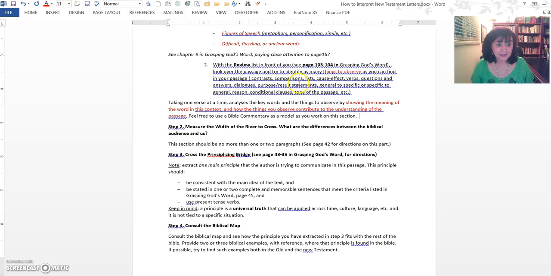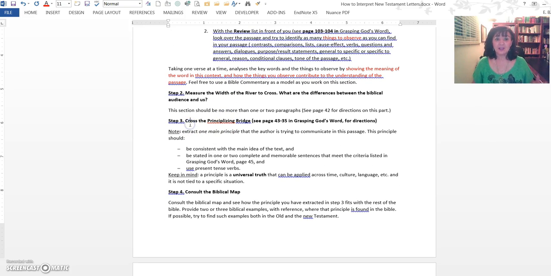After you've done this, you can go to step 2, where you measure the width of the river. And that means that this is just going to be a paragraph. Just look at the difference between them, their town, and our town. And then you move to step 3, that shows us the similarities that are between them and us.